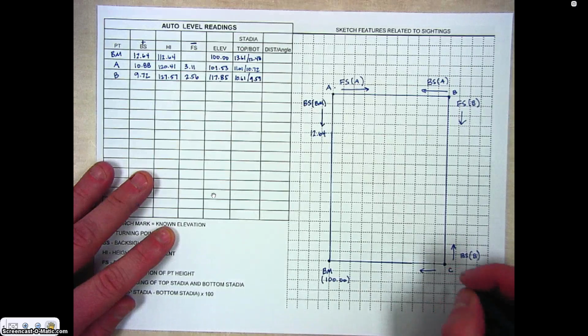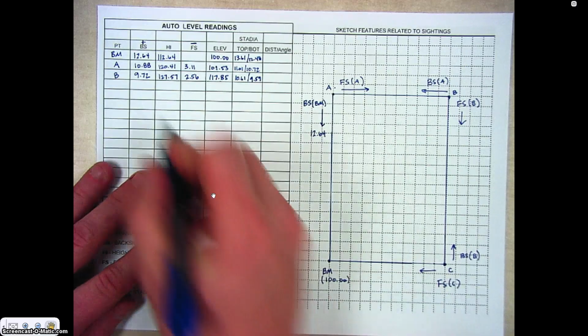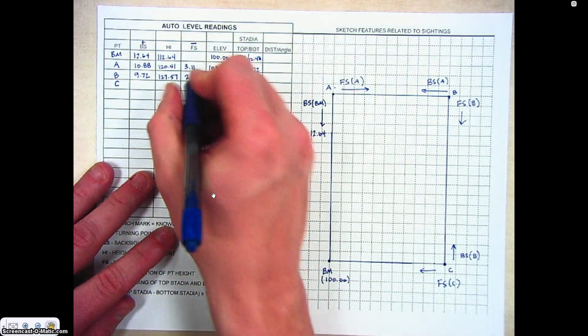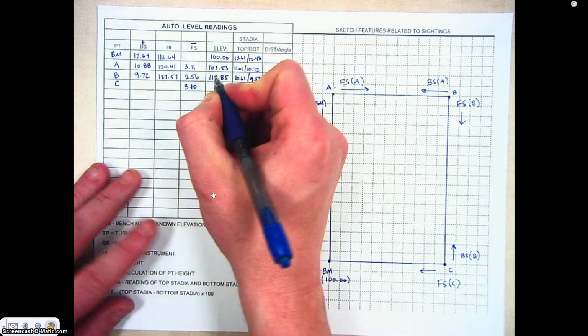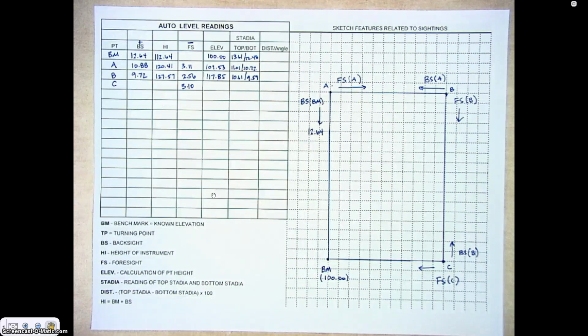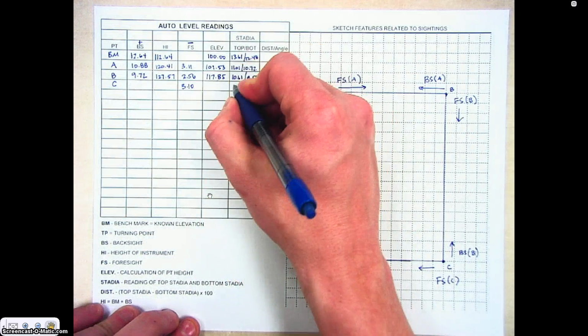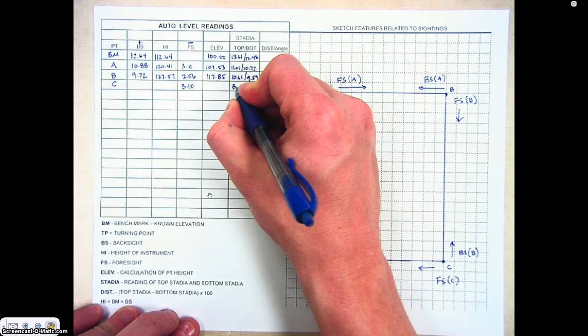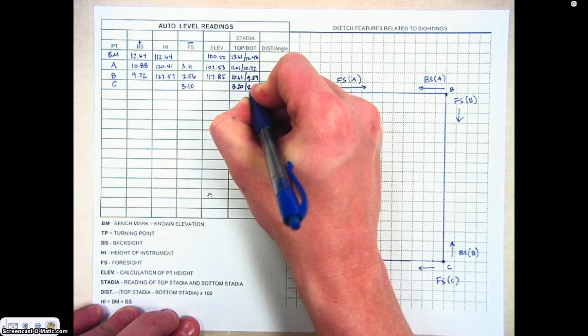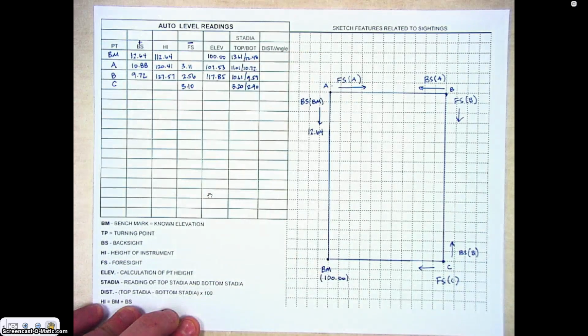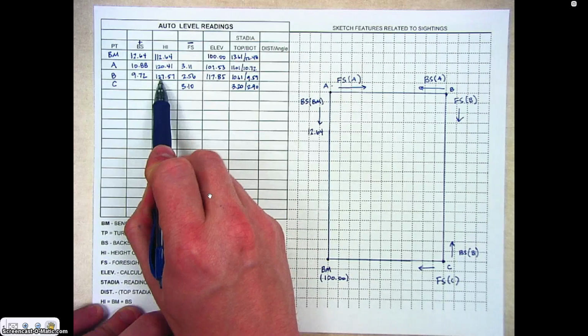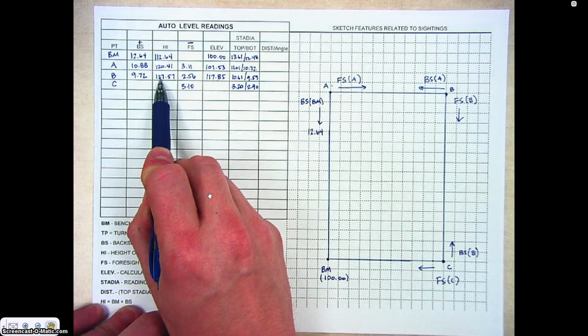And so the foresight for C is what we're shooting now. And so I'll go ahead and put point C here. We get a reading for the foresight of 3.10. That will allow us to calculate the elevation. But the first thing we'll do is we'll write in the top and bottom stadia lines, 3.20 and 2.90.